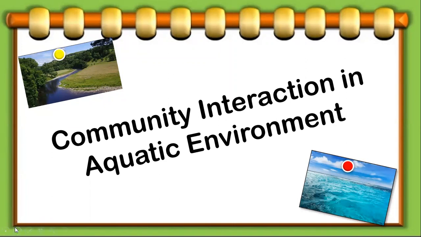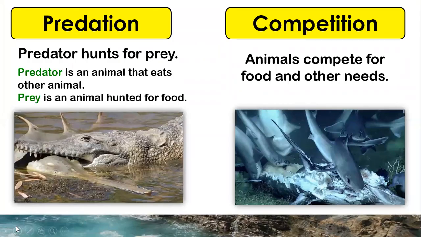Now let's start. We have here the predation and competition. Predation and competition also happen in aquatic environment. Predation is the interaction wherein there is a predator hunting for prey. Predator is an animal that eats other animals, and prey is an animal hunted for food or as food. So as you can see, we have a crocodile and a fish. Crocodile bites or traps the sawfish. It catches the sawfish so that it will make it its food.